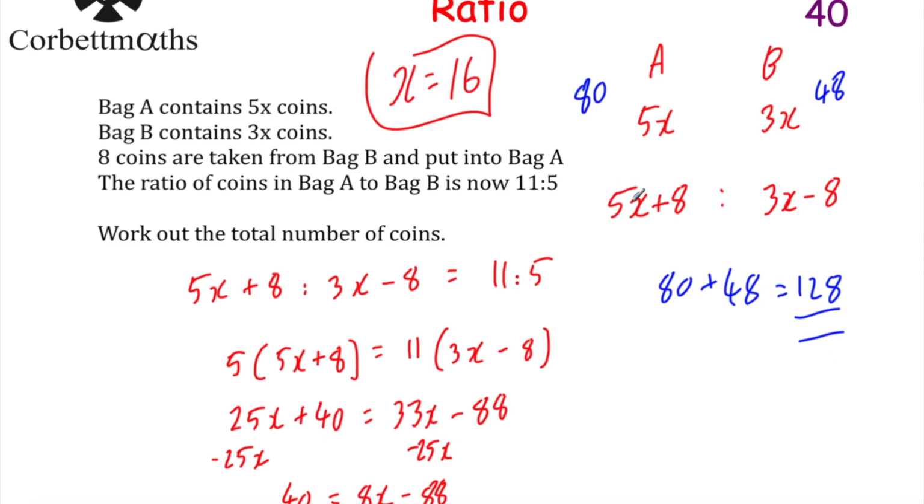Alternatively, you could use this version. 5 times 16 is 80 plus 8 is 88. 3 times x, 3 times 16 is equal to 48. Take away 8 is 40. And 88 plus 40 is also equal to 128. So either way, we get 128. So the total number of coins is 128. And if you got that, well done.